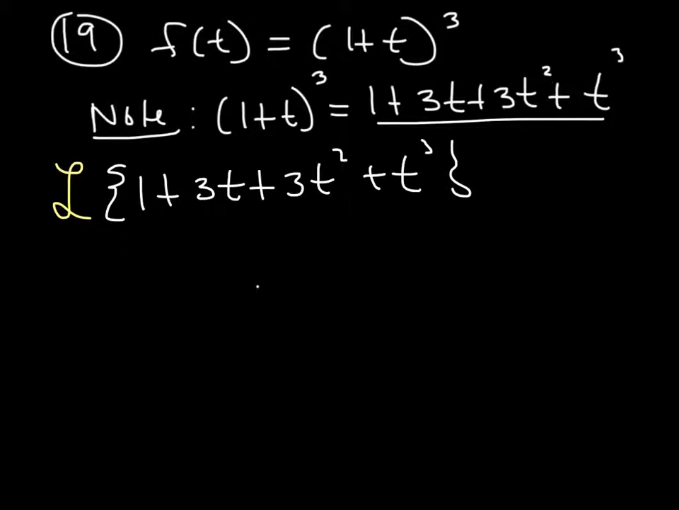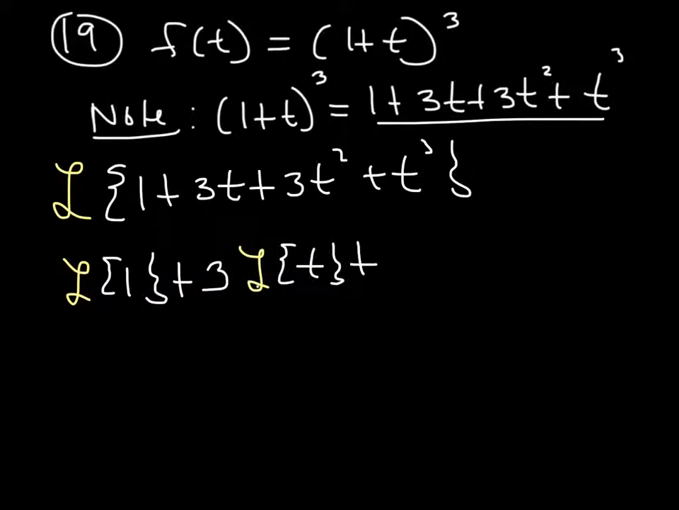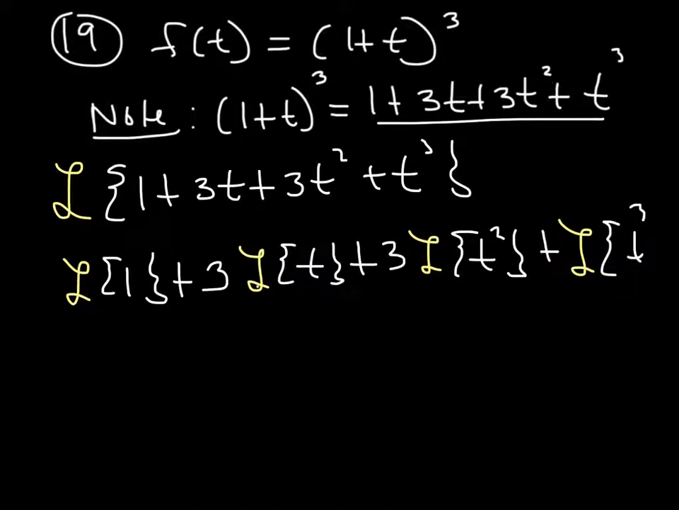Okay, so using our property of linearity, theorem 1, we are allowed to say this is the Laplace transform of 1 plus, and I'm going to go ahead and just take out the constant, 3 times the Laplace transform of t plus, again, I'm going to take out my constant 3, times the Laplace transform of t squared plus the Laplace transform of t cubed.